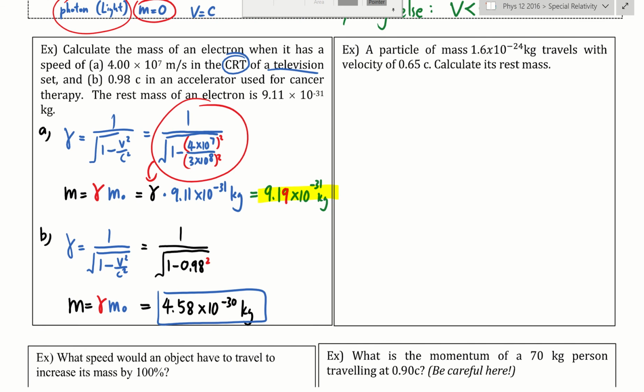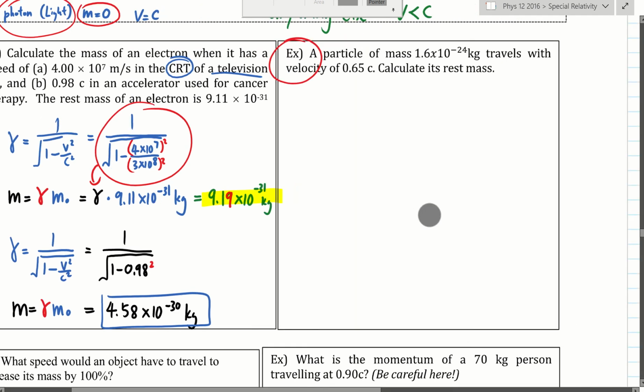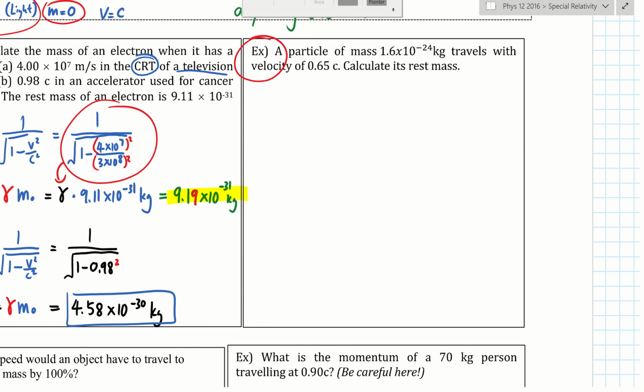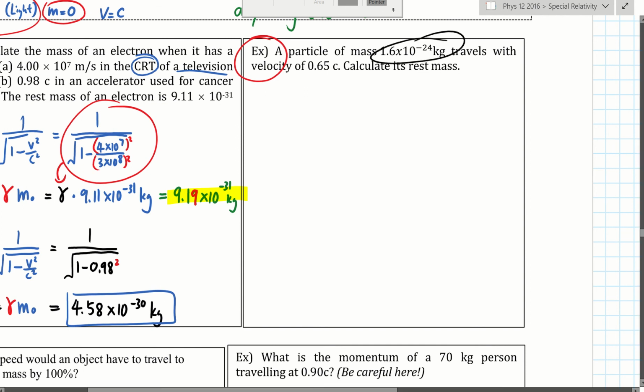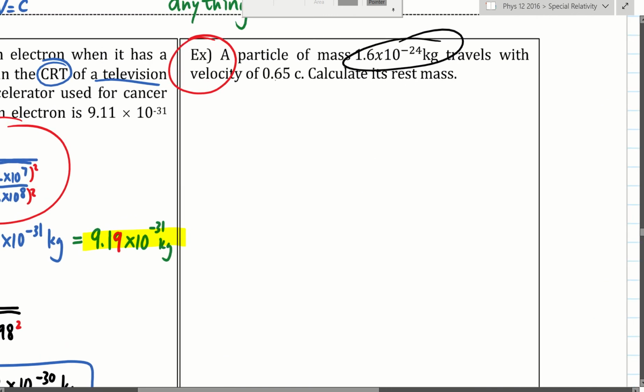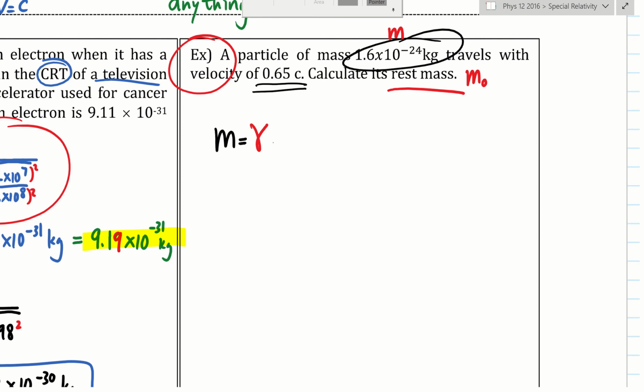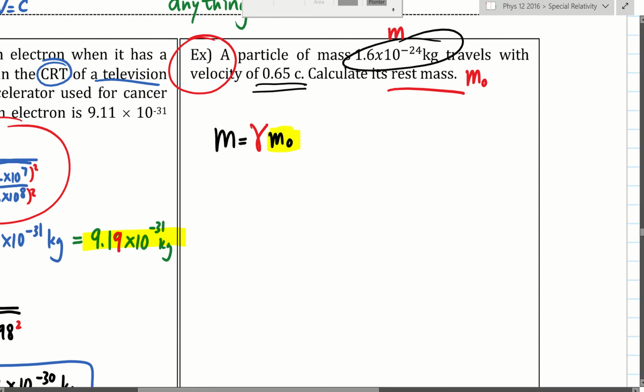Now, the next question is actually trying to do the reverse case, so it should be fairly easy also. Question 2: a particle, right now the mass is 1.6 times 10 to the negative 24 kilogram, but it's traveling at 65% of the speed of light. What is its rest mass? Okay, so this is actually backward. That means this mass right here is the increased mass. We're looking for the rest mass. So the increased mass is gamma times rest mass, like that, and we're looking for the rest mass. They're giving us this one.